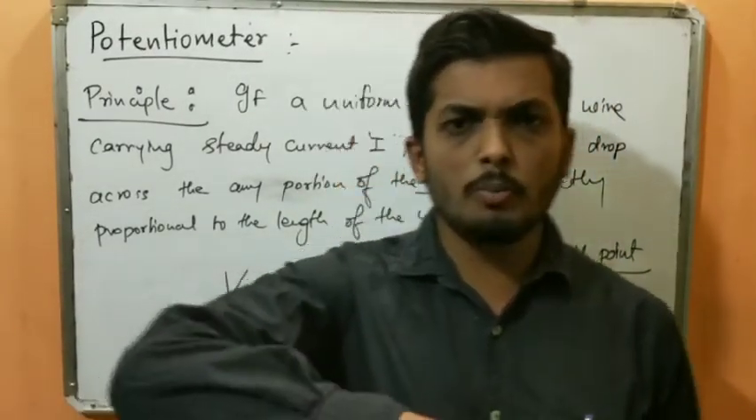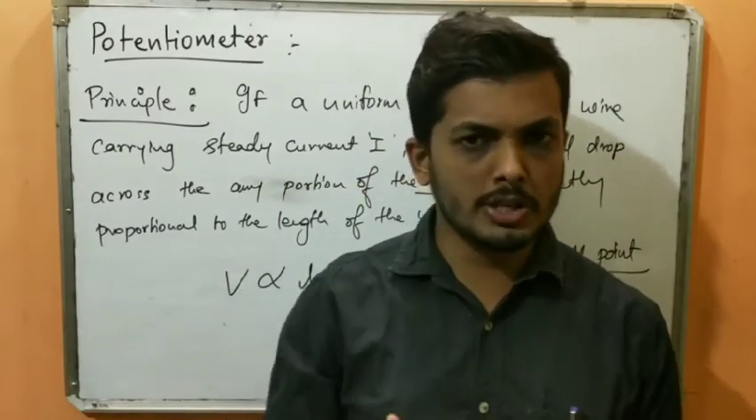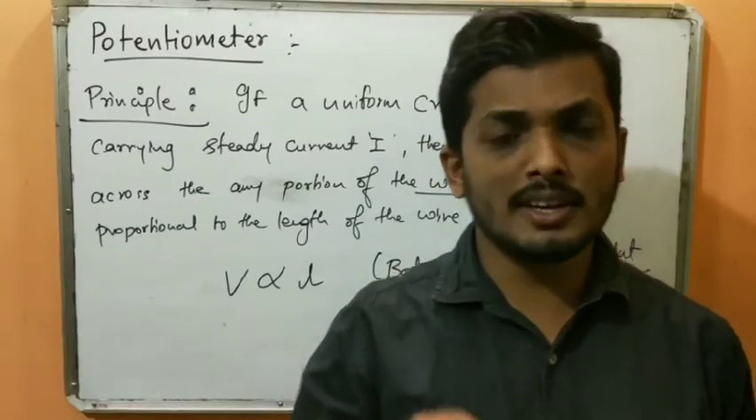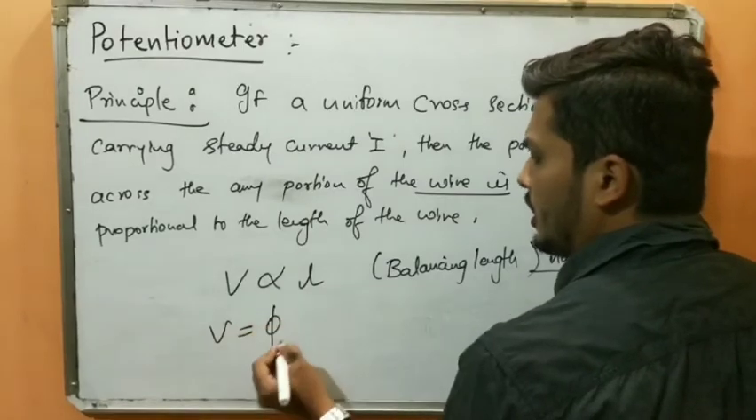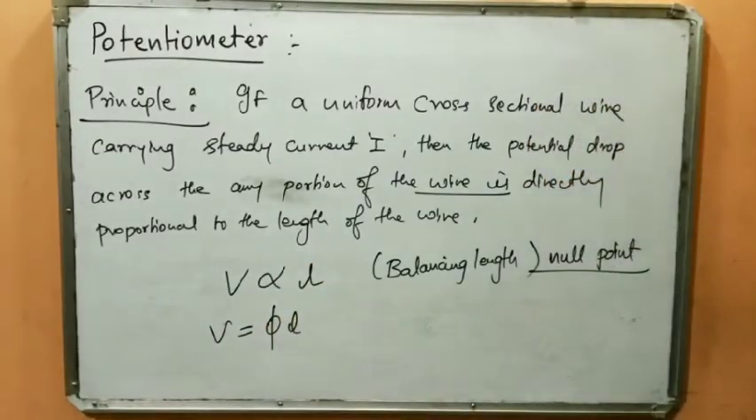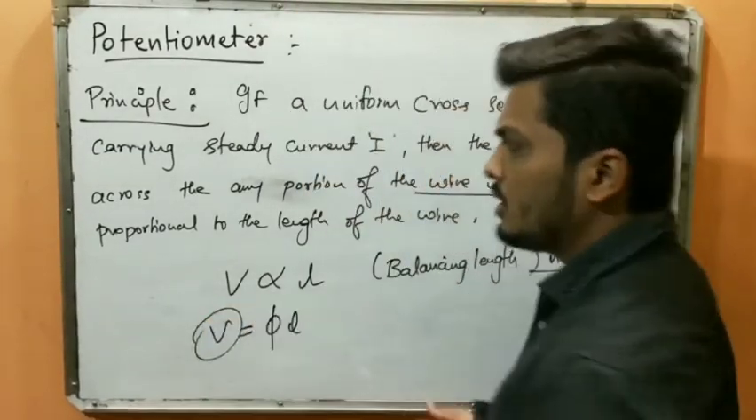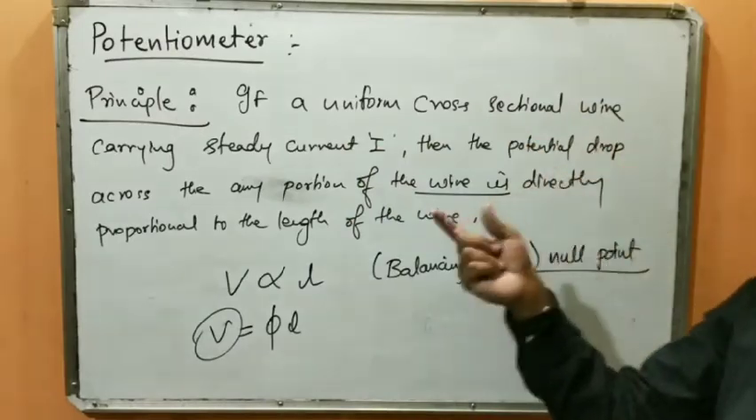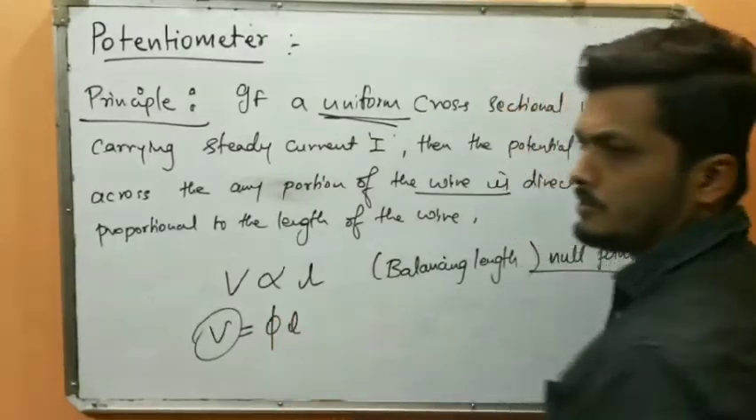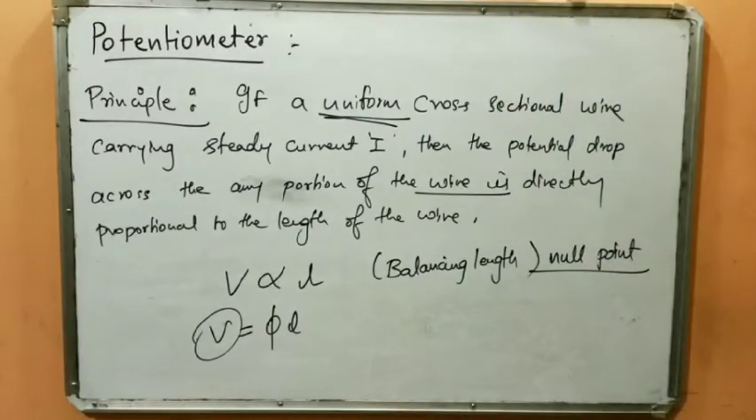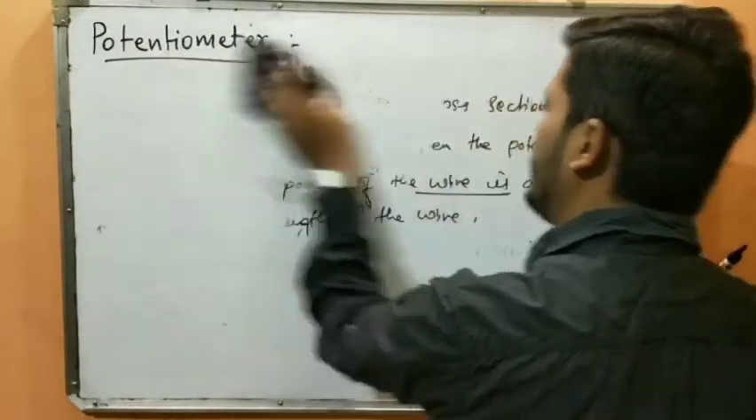You have to make sure that the galvanometer does not deflect on the left hand side nor on the right hand side. Make sure the galvanometer points towards the zero. Find that balancing length, and that balancing length itself gives you the potential. So this will be constant, which we usually write with phi and L. Okay, V equals phi L. So if I want to find the potential difference across any uniform cross-sectional wire, uniform, very important, then I will just find the balancing length. Clear?